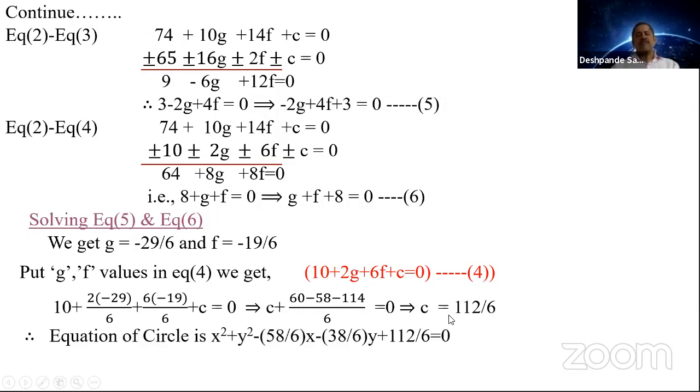So put these values in the equation. x square plus y square minus 58 by 6 x minus 38 by 6 y plus 112 by 6 is equal to 0. In all three terms, you have a common divisor of 2. So you can write 29 by 3, 19 by 3, and this you can write as 56 by 3. So you can take the LCM as 3 here. So you get 3x square plus 3y square minus 58x minus 38y plus 112 is equal to 0. This is the equation of the circle.